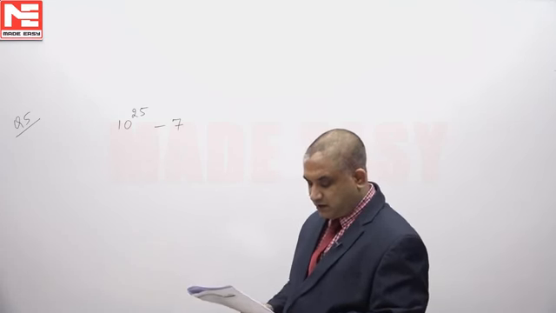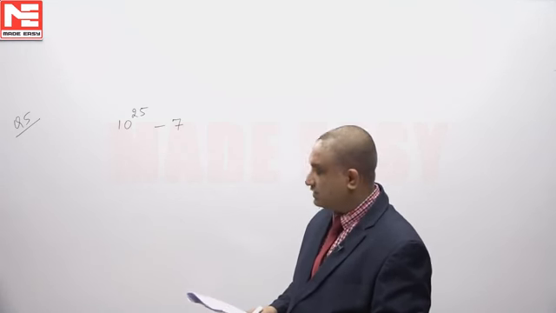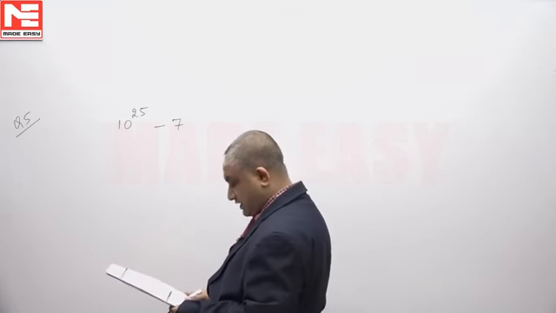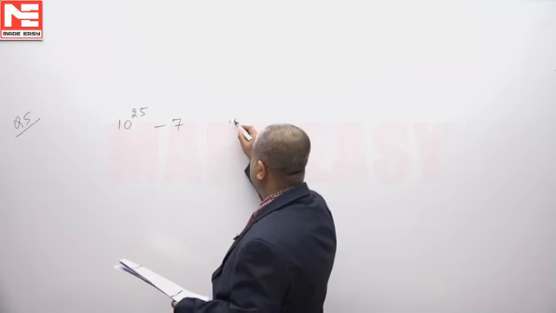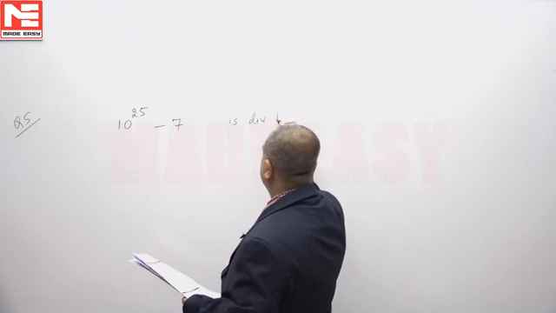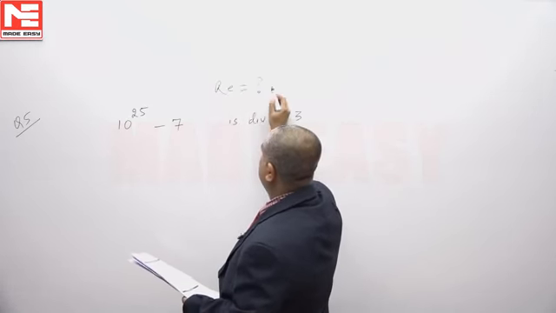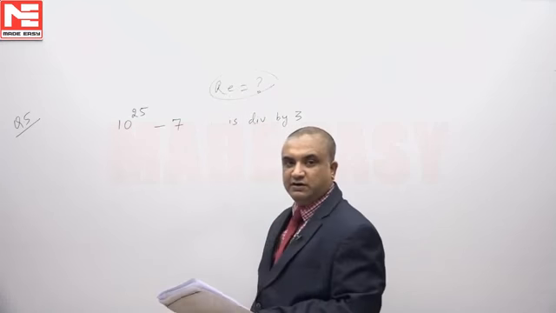10 raised to the power 25 minus 7 is divisible by 3. We have to calculate the remainder when this is divided by 3. So we need to find out the remainder.